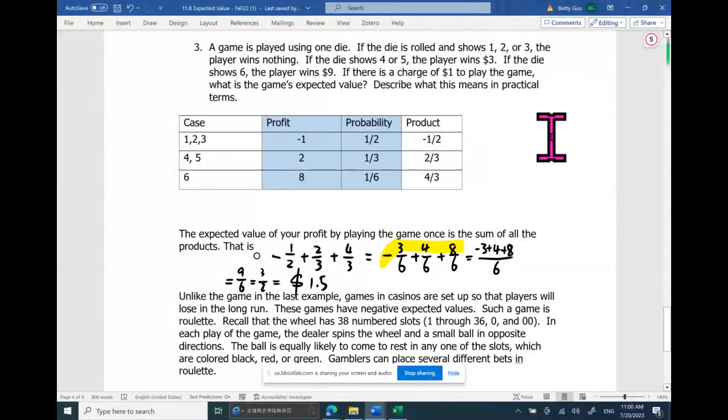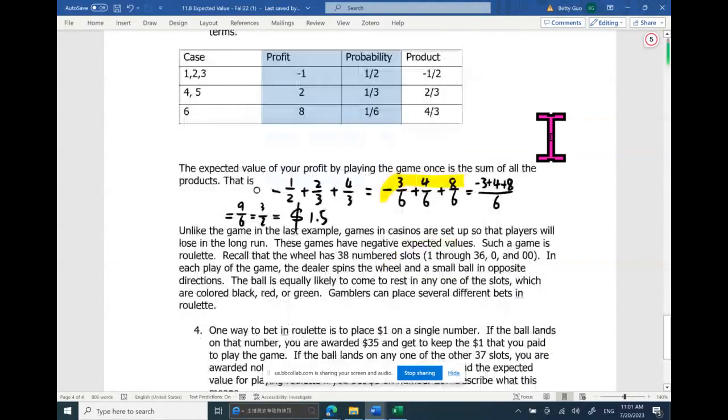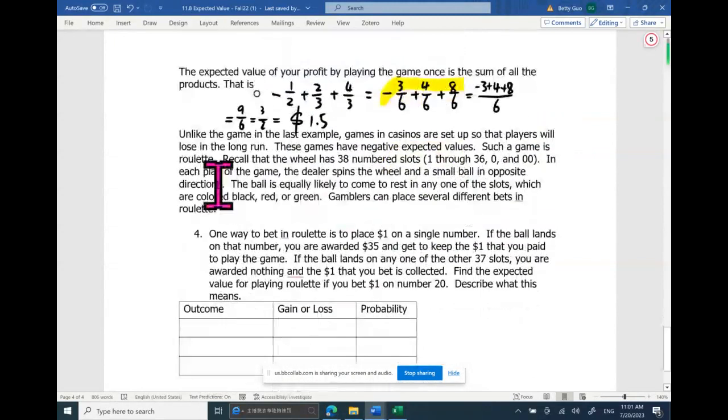Describe what this means in practical terms. We can say on average, if you go to play the game, you expect to earn $1.50 by playing it. Or in the long run, we can say over the long run, for each game you play, the same game, you earn $1.50. Okay, let's see what is this.